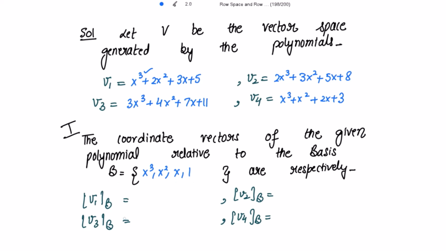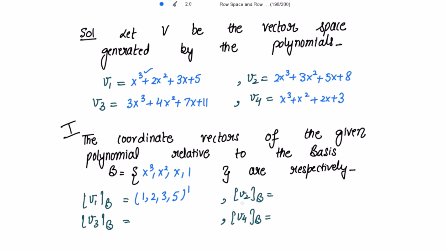So that is equal to just writing the coefficients. The coefficient of x cube for V1 is 1, and then writing the coefficient of x square as 2, the coefficient of x as 3, and then the constant is 5, with a dash, in a column format.